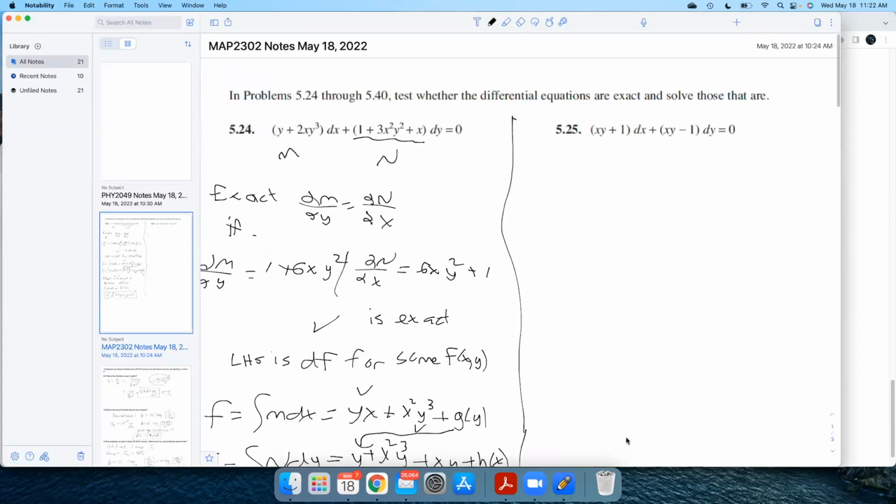Okay, let's do another one, but I'll go through it a little quicker. Let's check and see if this guy is exact. So partial M with respect to y. Let's see, we're going to get an x. That's it. His partial with respect to y is x. Partial N with respect to x is going to be y. His derivative is 0, his derivative is 0. Those aren't the same. Those are not equal, not exact.